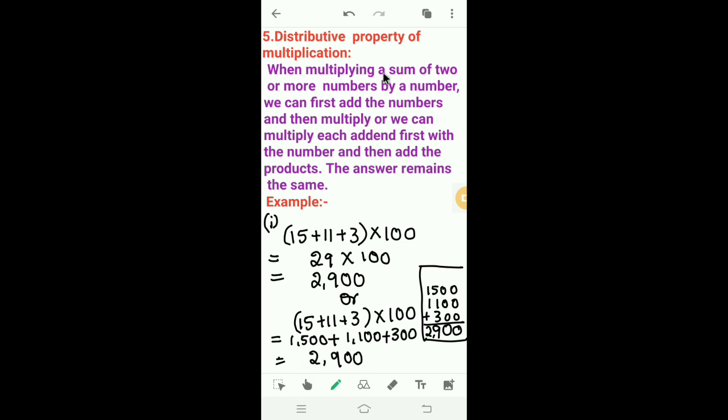When multiplying a sum of two or more numbers by a number, we can first add the numbers and then multiply, or we can multiply each addend first with the number and then add the product. The answer remains the same. This property is called distributive property.